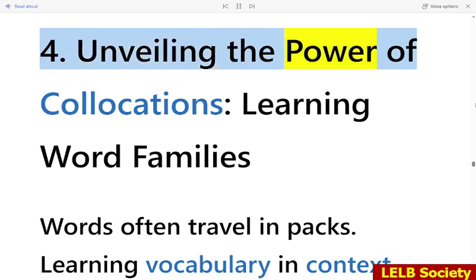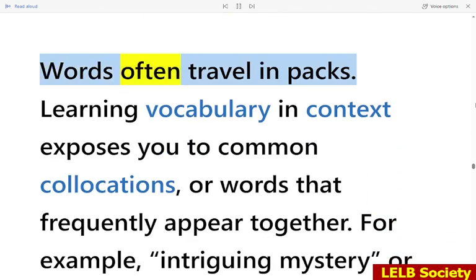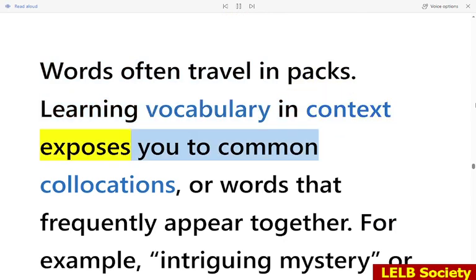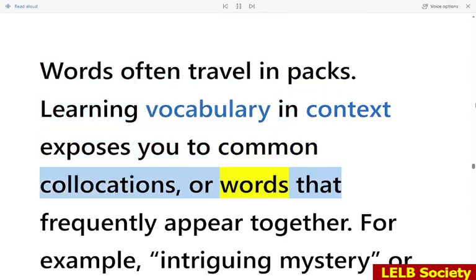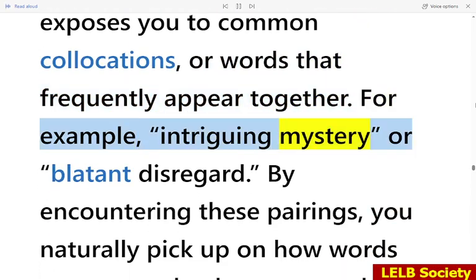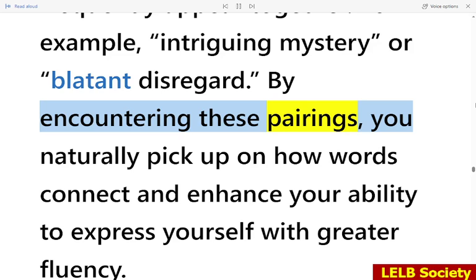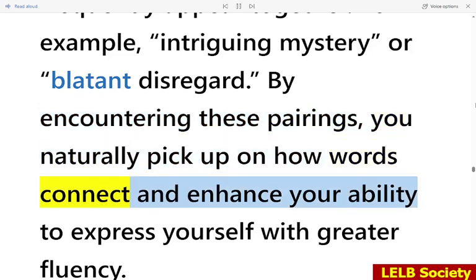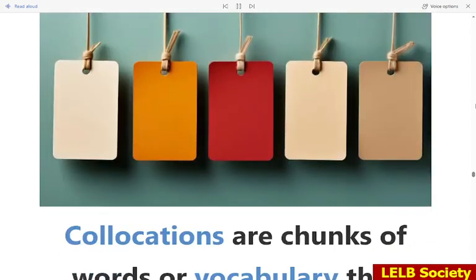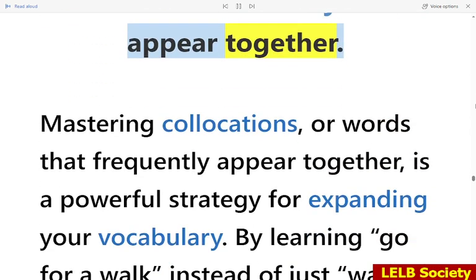4. Unveiling the power of collocations, learning word families. Words often travel in packs. Learning vocabulary in context exposes you to common collocations, or words that frequently appear together. For example, intriguing mystery or blatant disregard. By encountering these pairings, you naturally pick up on how words connect and enhance your ability to express yourself with greater fluency. Collocations are chunks of words or vocabulary that appear together.